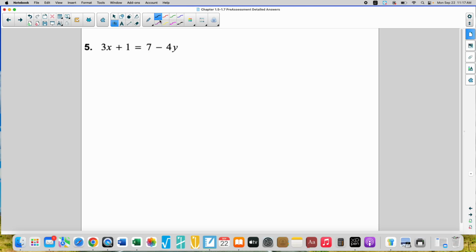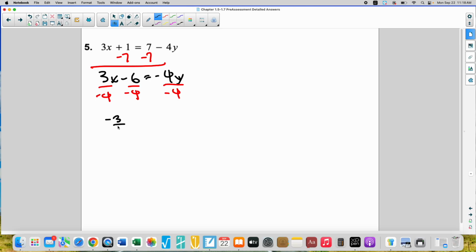I'm isolating for y. I'm going to subtract 7. Again, I'm going to match it with its like term. 3x minus 6 equals negative 4y. I didn't drop off that negative. I'm also going to divide by that negative 4.